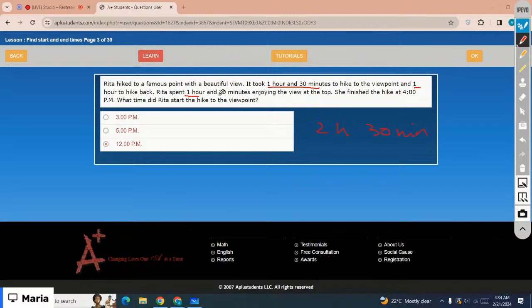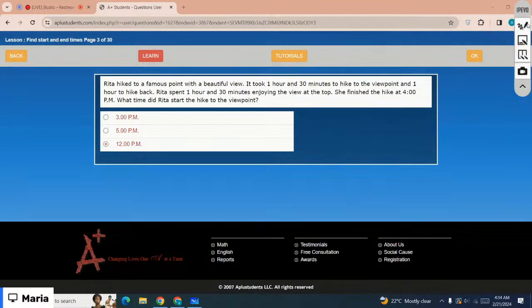Then he spent 1 hour and 30 minutes there. So again 1 hour plus 30 minutes. So 30 minutes plus 30 minutes make 1 hour. So 2 plus 3 makes a total time of 4 hours. So she finished the hike at 4. So 4 minus 4 is 12. That means that is 12 p.m. The correct option is 12. Got it, everyone?